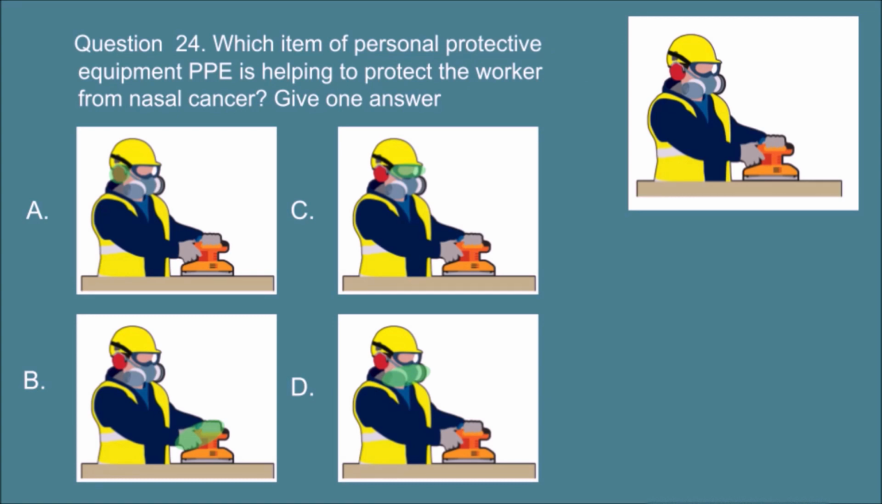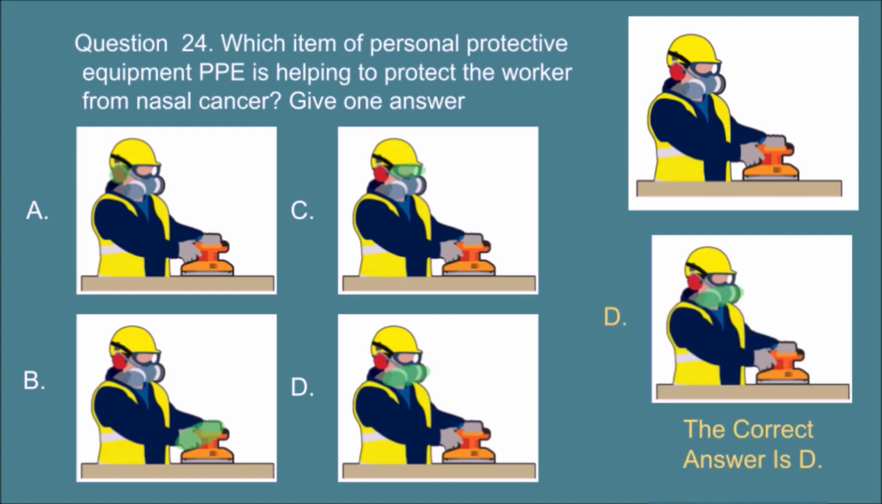Question 24. Which item of personal protective equipment, PPE, is helping to protect the worker from nasal cancer? Give one answer. A, B, C, D. The correct answer is D.